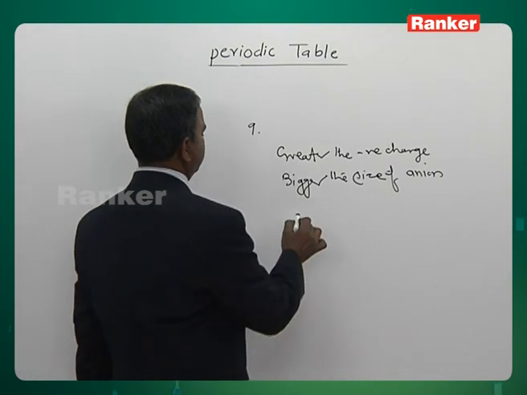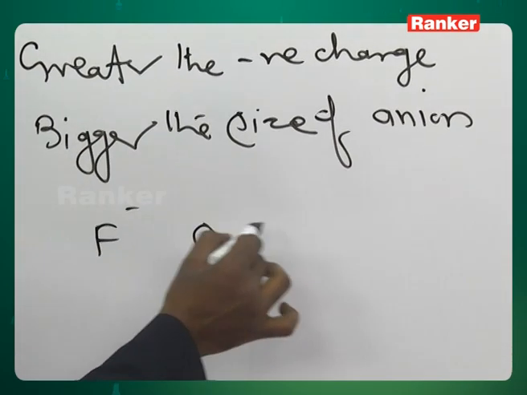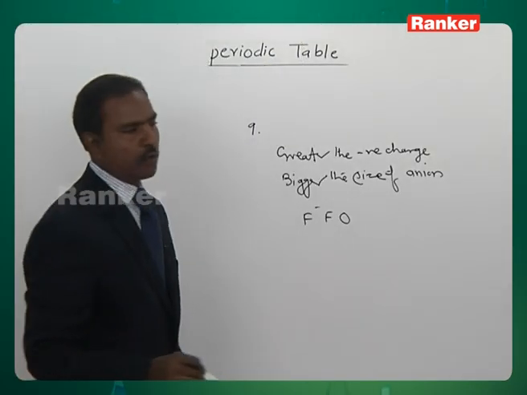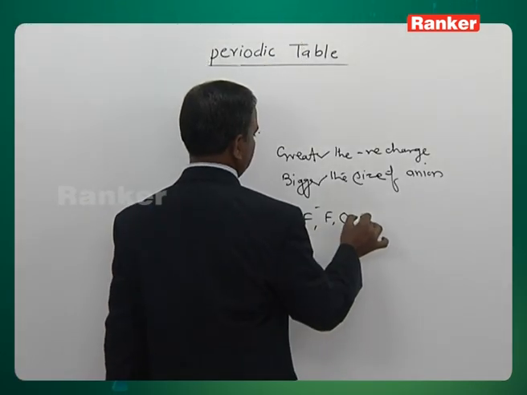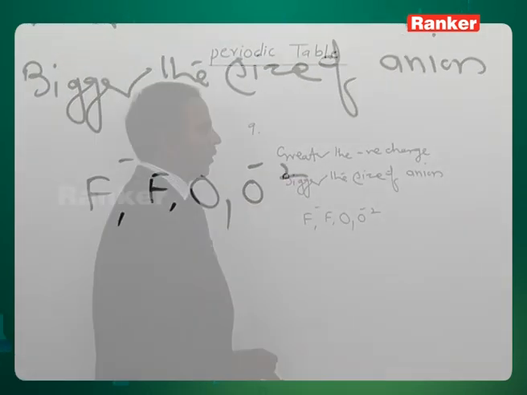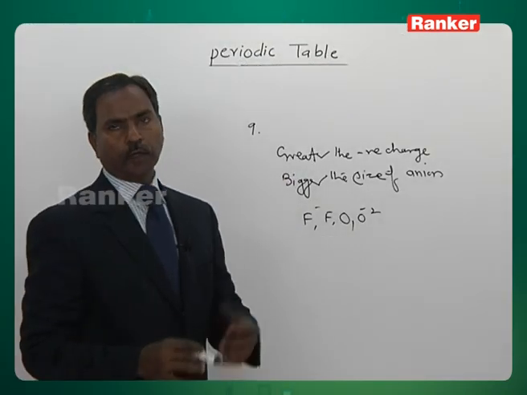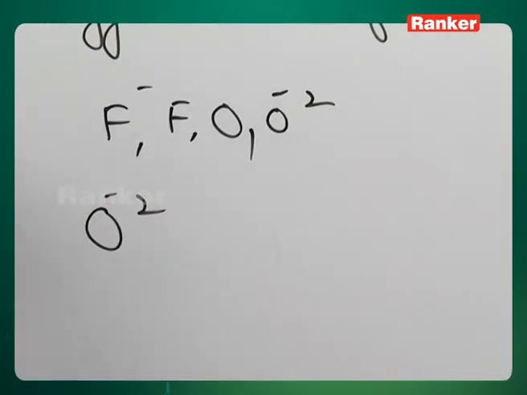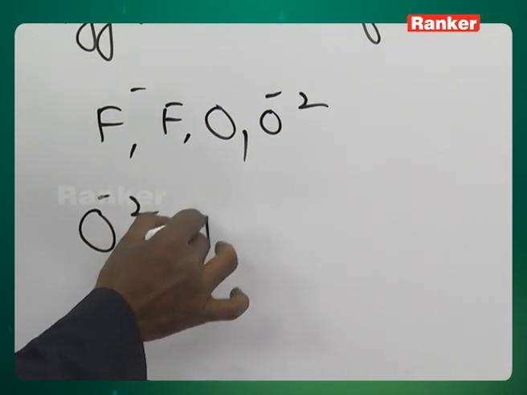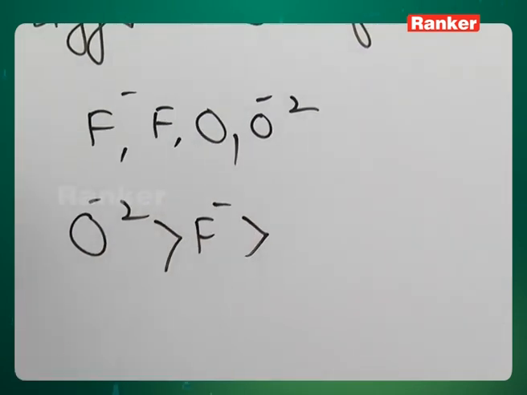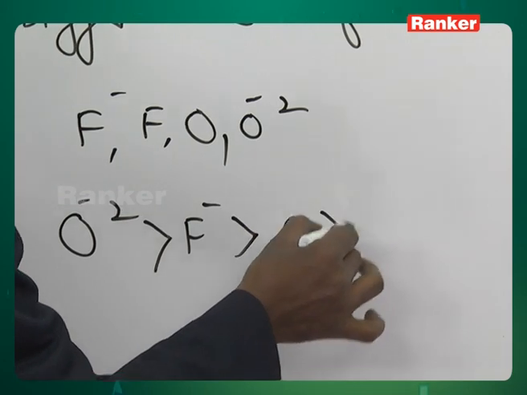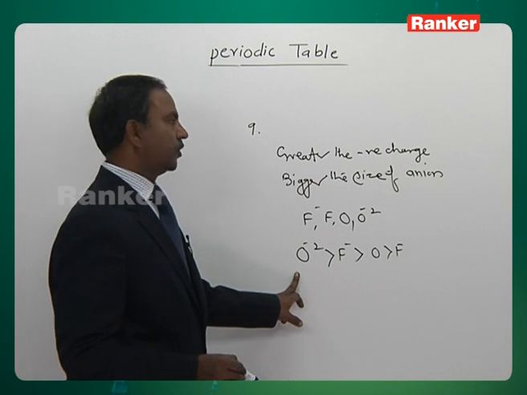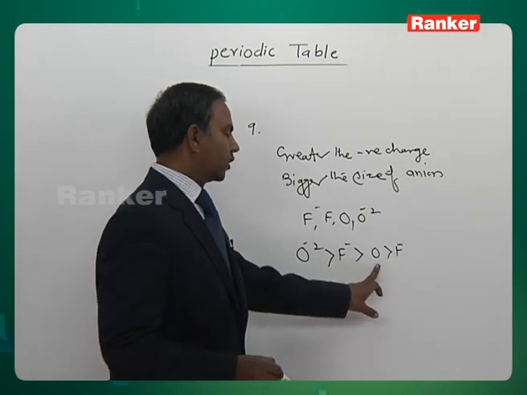What is F minus? F minus. Next, O2 minus. Whichever is having greater negative charge, that will be the bigger size, I said. Therefore, let us check first. O2 minus should be bigger than F minus. F minus should be bigger than O. O is bigger than F. So, greater the charge over the anion, this is bigger than F minus, but O is bigger than F, I am saying.